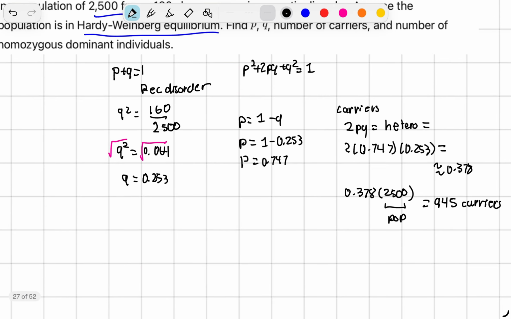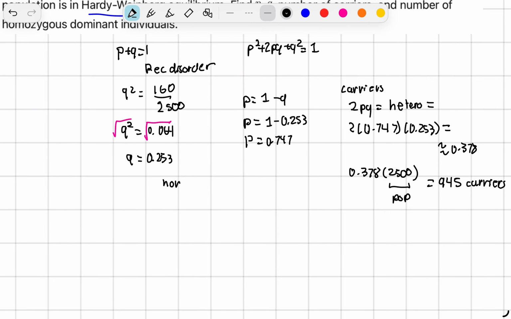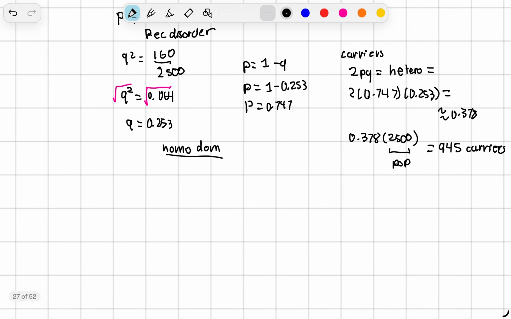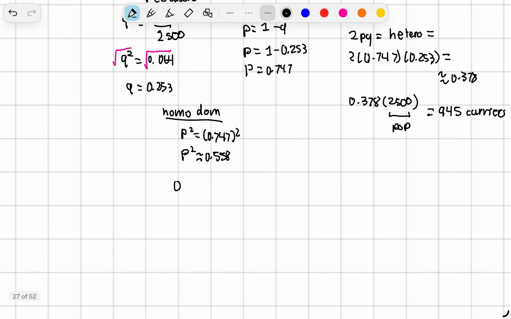Now, after this, we want to find our homozygous dominant individuals. So p squared is equal to 0.747 squared, which is approximately 0.558. However, that's just the ratio. We want to take 0.558, the ratio, and multiply it by 2,500 so that we can find the actual number, which is 1,395 homozygous dominant individuals.